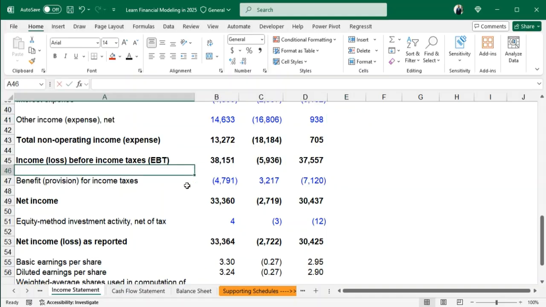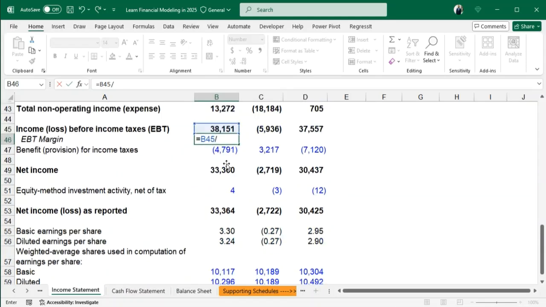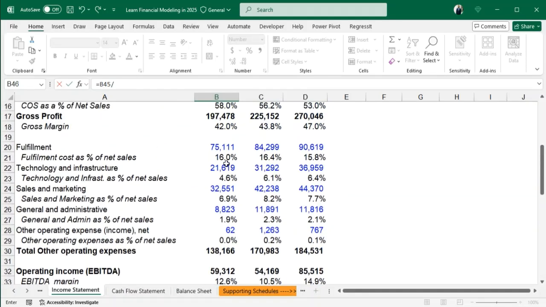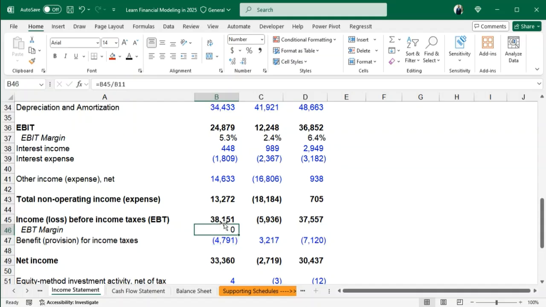So we are going to also calculate our EBT margin. Let's italicize this and also increase the indent. So this is going to be equal to, as usual, when you hear about margin, we are talking about percentage of revenue. So this is going to be our EBT, earnings before tax, divided by our total net sales. So I'm going to input that and convert that into percentage with 1 decimal place. Copy this to the right using Control R.